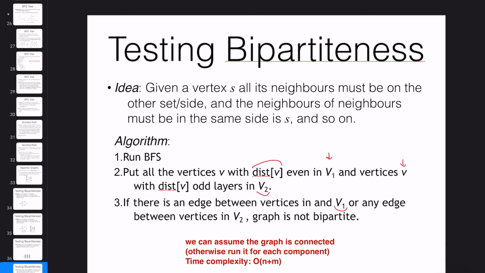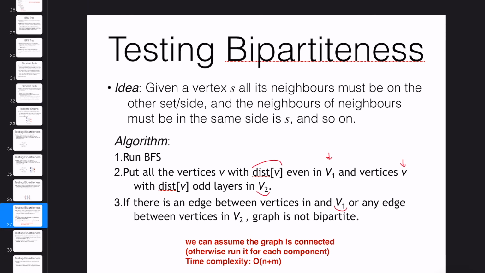Here I am assuming that the graph is connected. If the graph is not connected, you can just run it over each connected component to see if each of them is bipartite or not. So there's no real difference whether a graph is connected or not. Just expand the algorithm. So what is the time complexity of this algorithm?